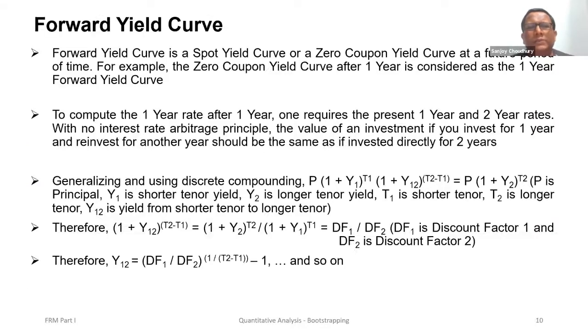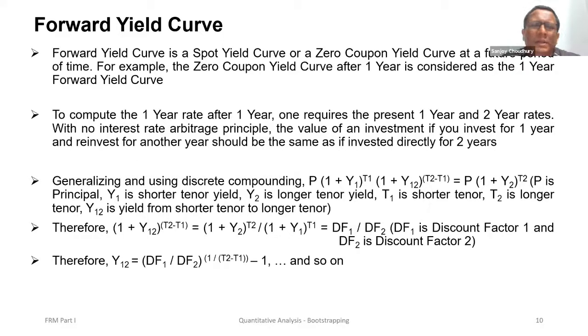Now, what is forward yield curve? So forward yield curve is essentially a spot yield curve or a zero coupon yield curve at a future period of time. So for example, a zero coupon yield curve after 1 year is considered a 1-year forward yield curve. So why are these required? These are required essentially to compute the pricing and valuation of various swaps, like say interest rate swaps.